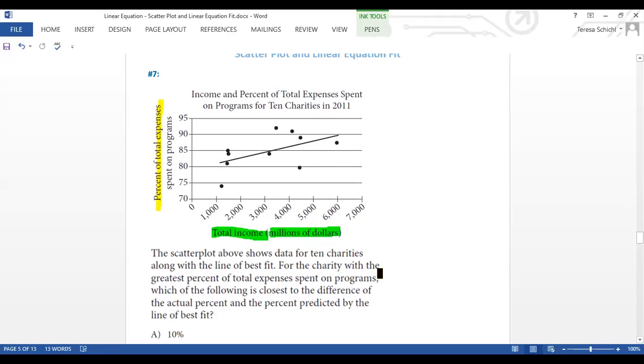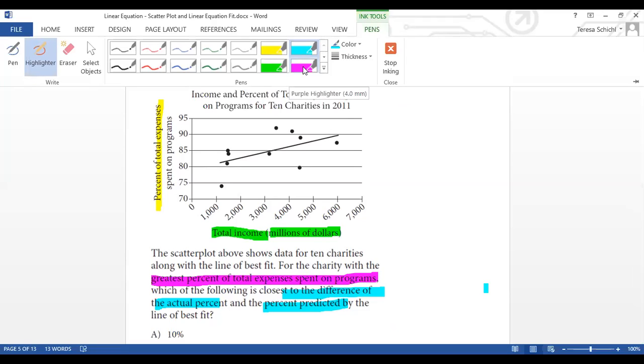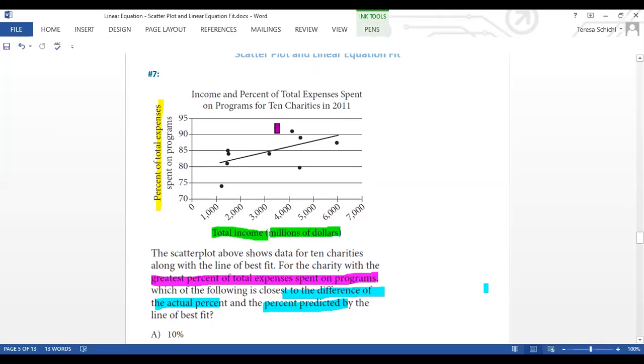So let's say the scatter plot showing this. So for the charity, now we need to capture the keyword, right? So for the charity with the greatest percent of the total spent on the program. Okay, so greatest, then which one is the closest to the differences of the actual percent and the percent predicted? Those are the key things you need to highlight. So greatest, right? So which charity is the greatest? Greatest means the highest percent, so this is the charity, correct? So this charity has the greatest percent.